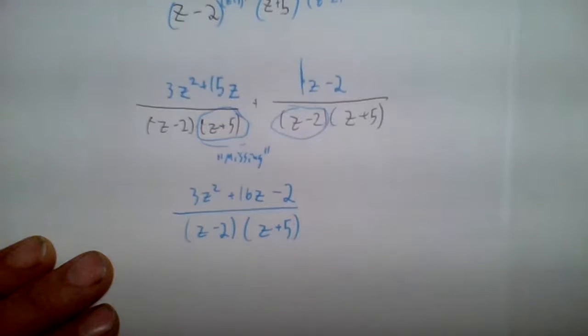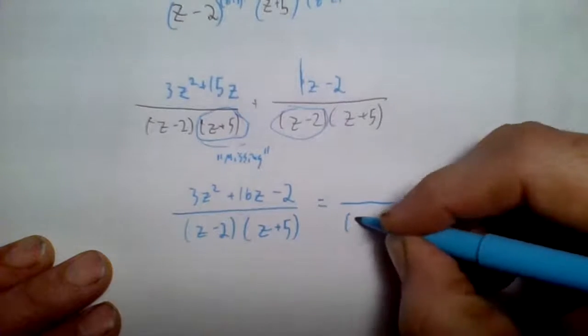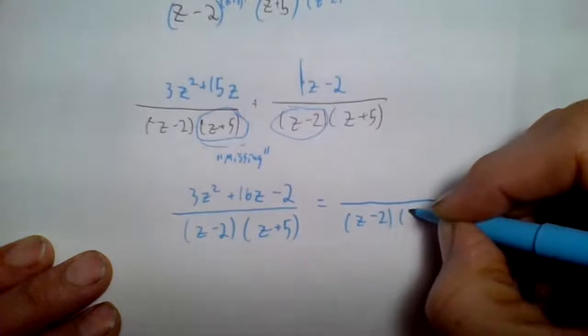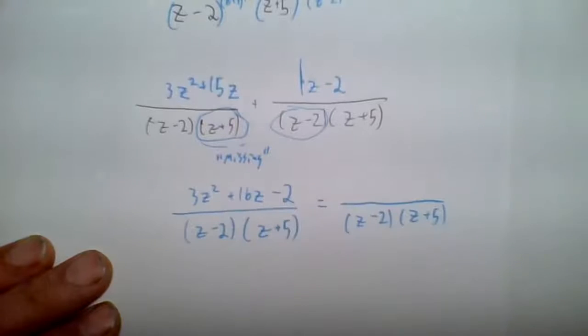I got to see if it's in simplest form. The denominator, notice I didn't multiply those out because I have to think about separate factors. I want to leave that in factored form. Now I want to write the numerator in factored form also to see if I can cancel anything. This is going to stay the same. I want to see if there's factors to this thing up there.